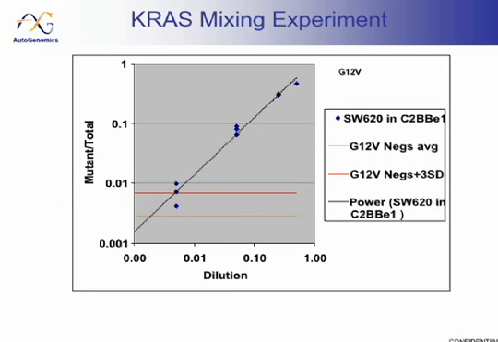We've done mixing experiments, controlled experiments. We've taken DNA from a mutant cell line and from a normal cell line, mixed them together, and what we can tell is that we have an analytical sensitivity that comes down all the way to 1%. So we can pick up below 1% cancer cells in a mixed cell sample.